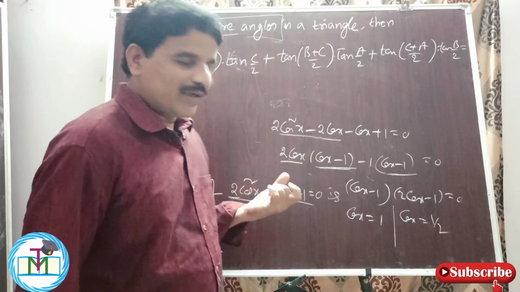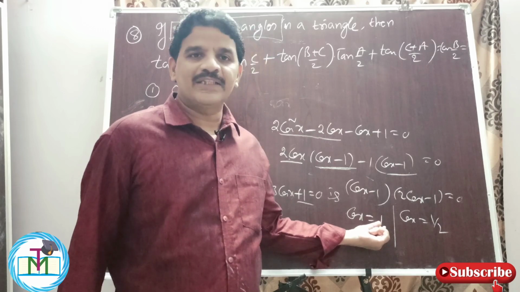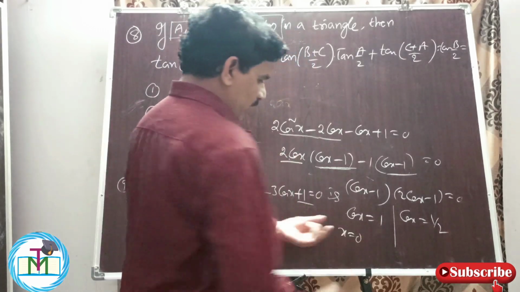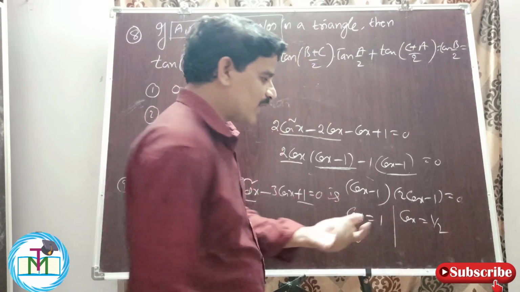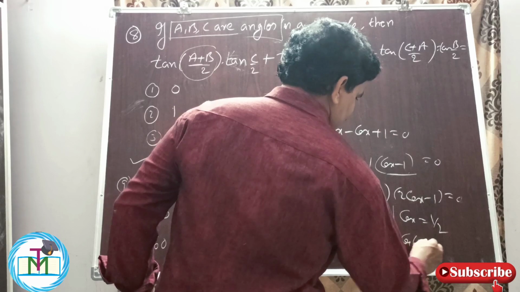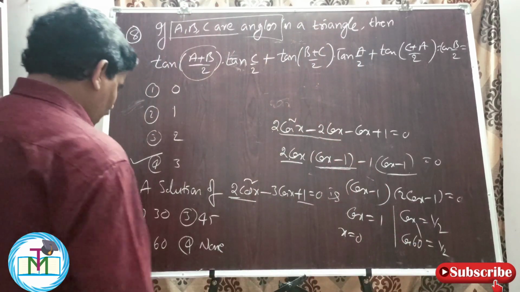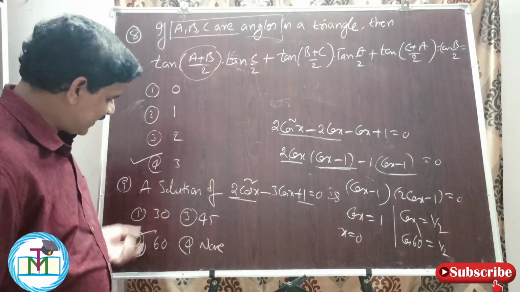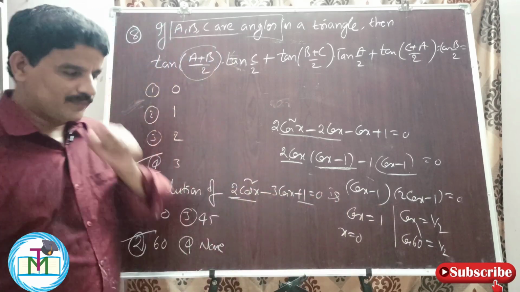So in that tabular values, for what value of theta is cos theta 1? Cos 0 is what? 1. It means x equals 0, since cos 0 is 1. Similarly, for what value of x is cos x 1 by 2? Cos 60 is equal to 1 by 2, which means x equals 60. So here option 2, 60, is the right answer. X equal to 0 is not given in the options. Therefore, the given option is x equals 60.